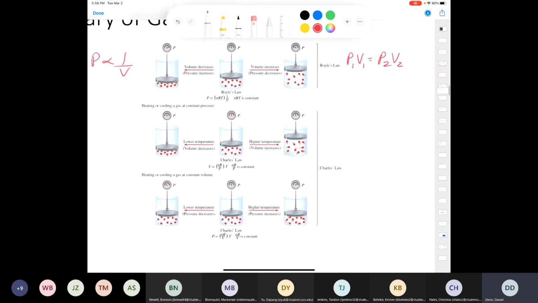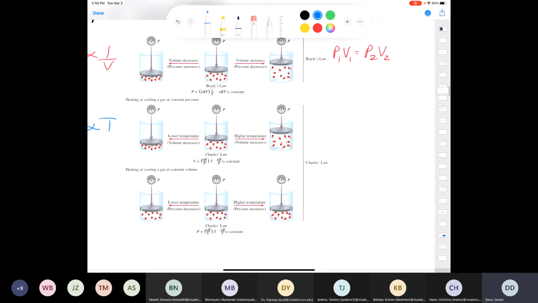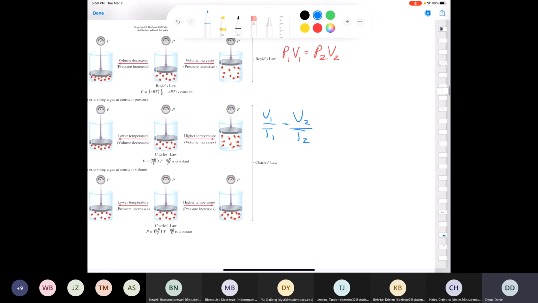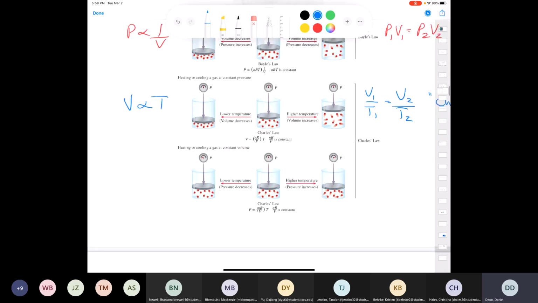Then there's the one that deals with volume and temperature, which I called Charles' law. Here they call both of these Charles' law. But the relationship between volume and temperature is that they are directly related. So we have V1 over T1 is equal to V2 over T2. I like to call this one Charles' law, because our Chemistry 101 textbook does that at PPCC.